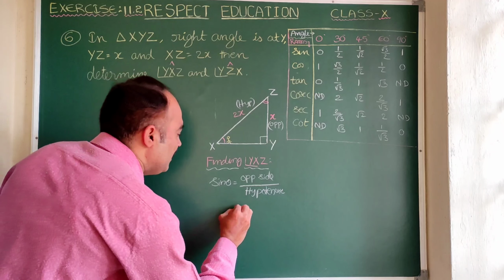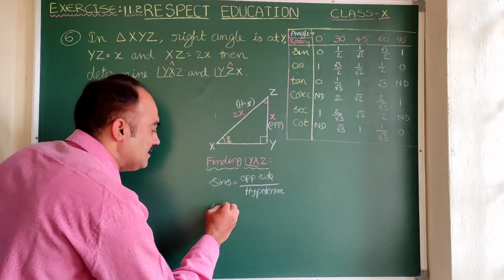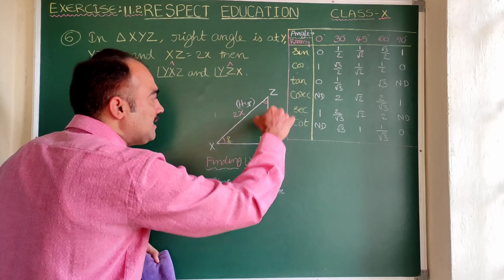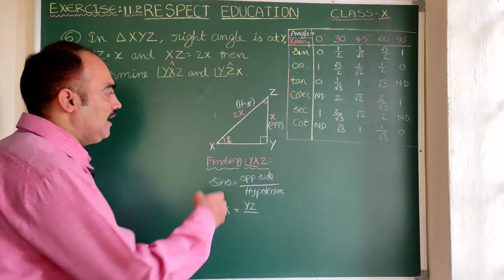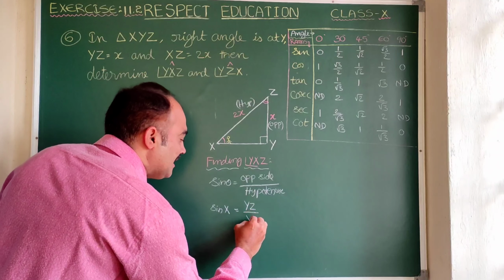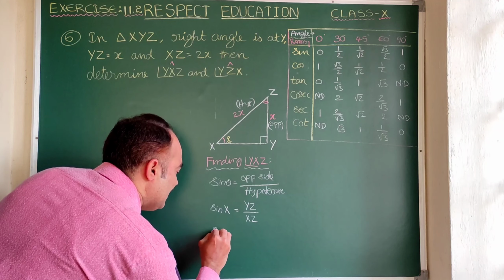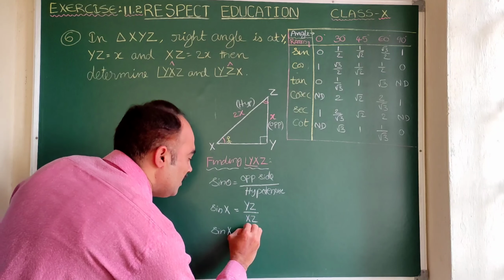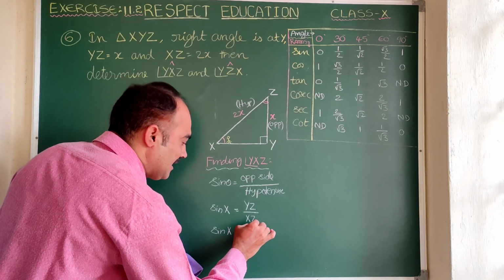Now let us substitute the values. Here, in place of theta nothing is given, but the theta is at X. So we can take sin X. Sin X is equal to, for sin X, what is the opposite side? YZ. Or you can write ZY also, no problem. By hypotenuse is XZ. Let us write sin X as it is, because we do not know the angle. That is what we have to find. What is the value of YZ? X. By this value is 2X. So let us write X by 2X. Here X and X get cancelled one time.